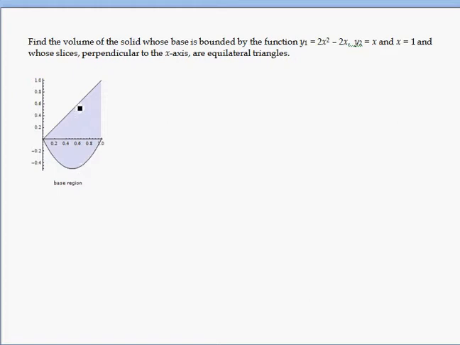So when we think about an equilateral triangle, again, the base of this equilateral triangle is going to be given by the distance between the line and the parabola. But you may not know the formula for the area of a triangle just in terms of its base. So let's look at an equilateral triangle. That's my best impression of an equilateral triangle.